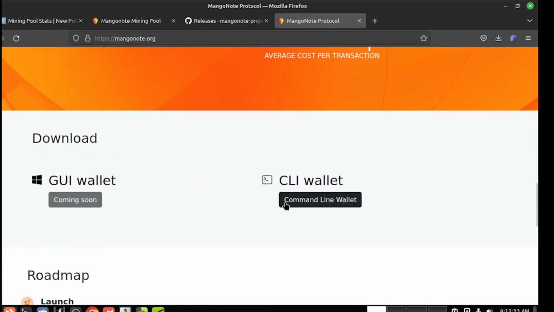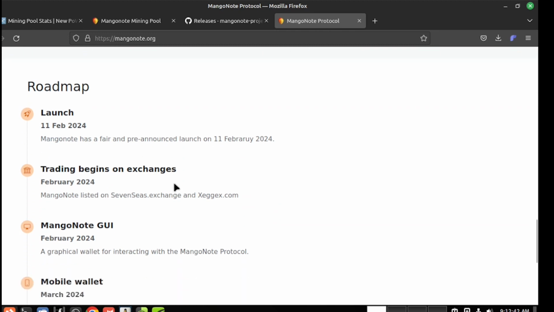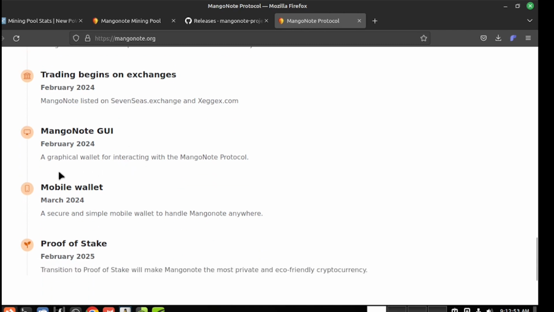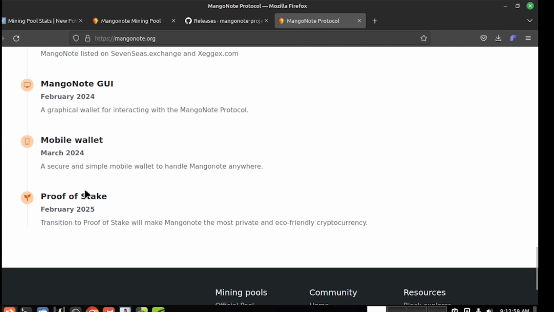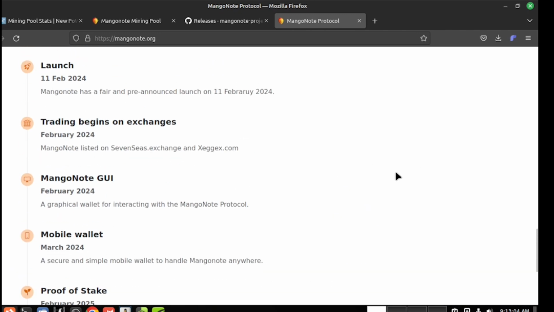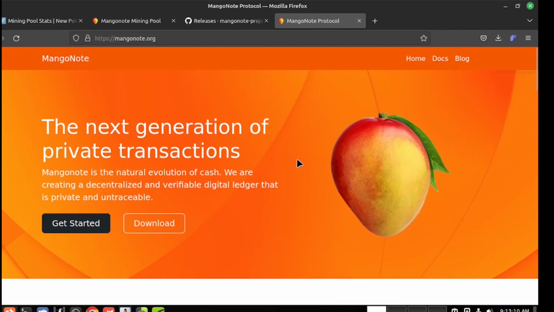The GUI wallet's not out yet. The CLI wallet's out. This was launched the 11th of February, and it comes on these exchanges in February, it says. And the wallet will come this month. Mobile wallet will come this month. And then it says proof of stake, so I don't know. This may be one where you can mine some and get a bag. And then when they flip it over, dump your bag.